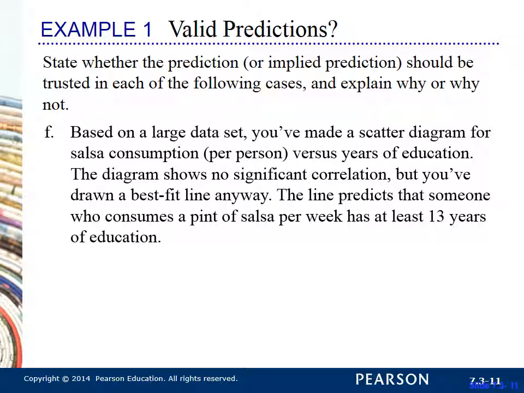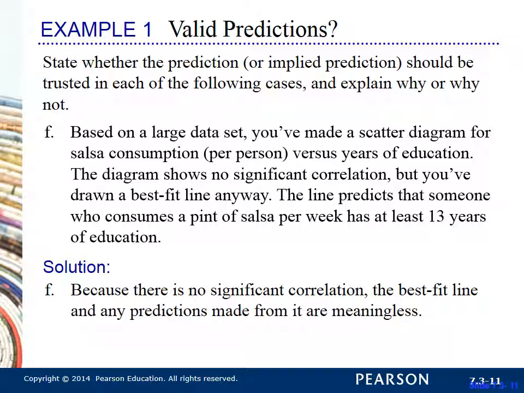Based on a large data set, you made a scattered diagram for salsa consumption per person versus years of education. I love these ones they come up with. The diagram shows no significant correlation, as would be reasonable, but you drew a best fit line anyway. That line predicts someone who consumes a pint of salsa has at least 13 years of education. Well, because it was meaningless, it doesn't matter. So, no significant correlation, best fit line, correlations are useless, meaningless.